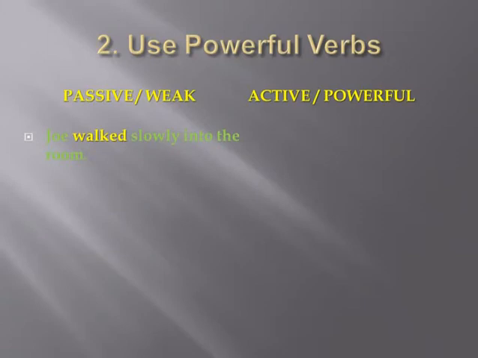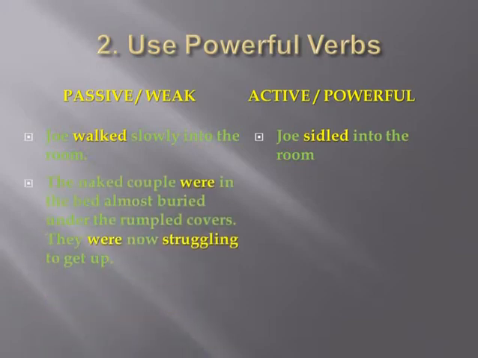Here's the first sentence. Joe walked slowly into the room. Okay, he walked. How did he walk? Slowly, right? So you had to add that extra word. Let's see what I did with it. Joe sidled into the room. Sidled gives you an impression of how he walked. Gives attitude even. So we don't need the word slowly. A little bit more active.